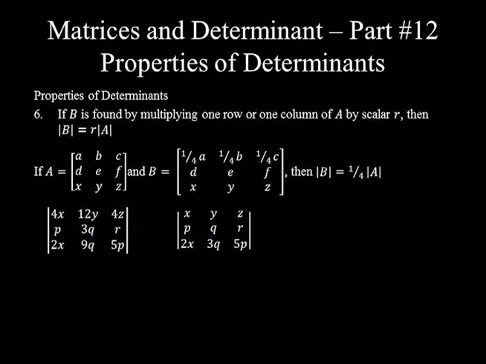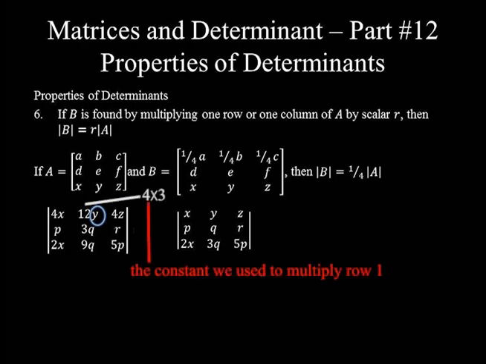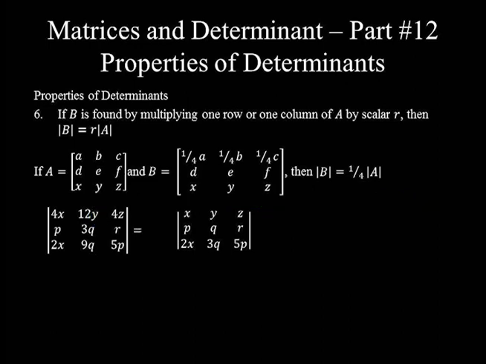Now we discover that row 1 and column 2 are the row and column multiplied by a certain constant. This element is the junction between row 1 and column 2. That's why it's multiplied by 12, because 12 means 4 times 3. 4 is the constant we use to multiply row 1 elements, and 3 is the constant we use to multiply column 2 elements. Thus, the determinant of the left-hand side matrix is equal to the scalar we use to multiply row 1, that's 4, times the scalar we use to multiply column 2, that's 3, times the determinant of the right-hand side matrix, which is 4 times 3, that's 12, times the determinant of the right-hand side matrix.